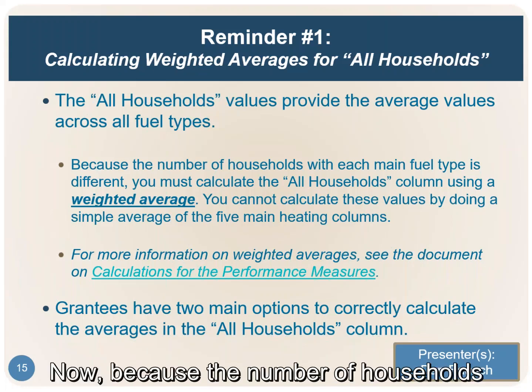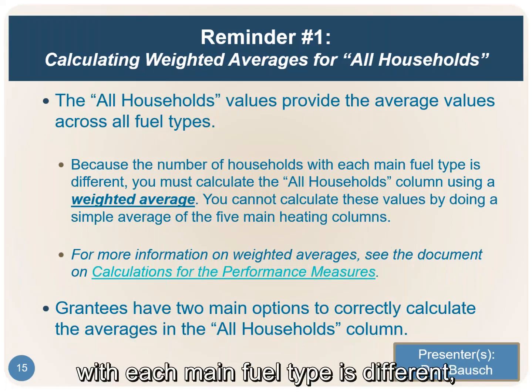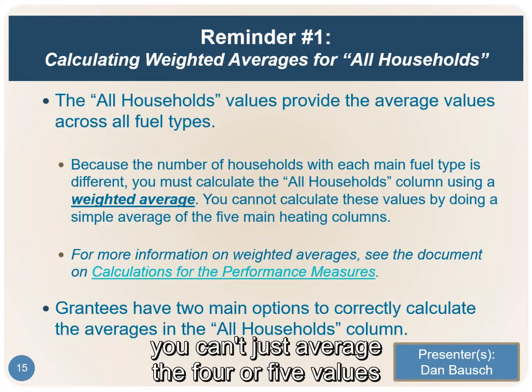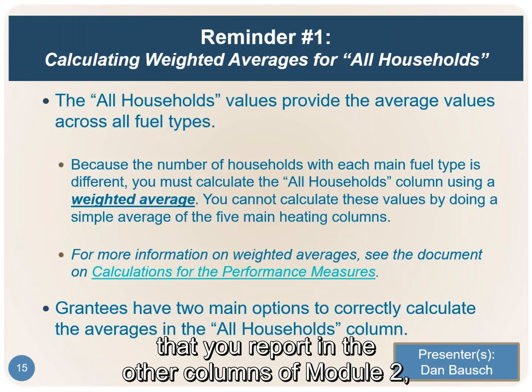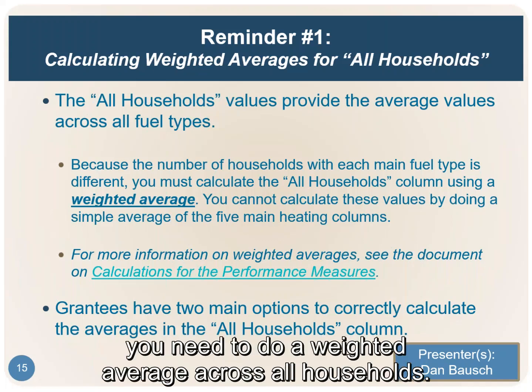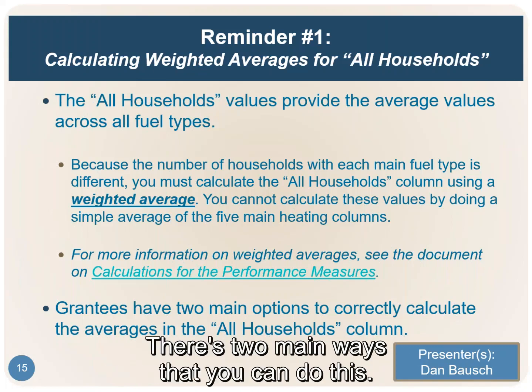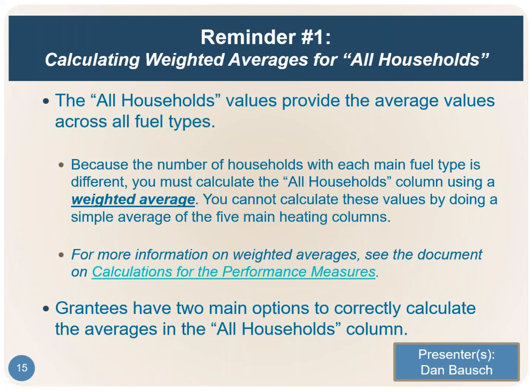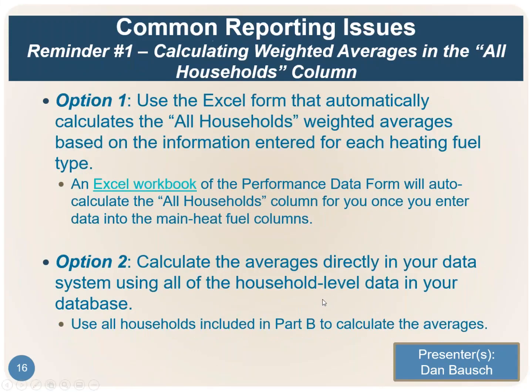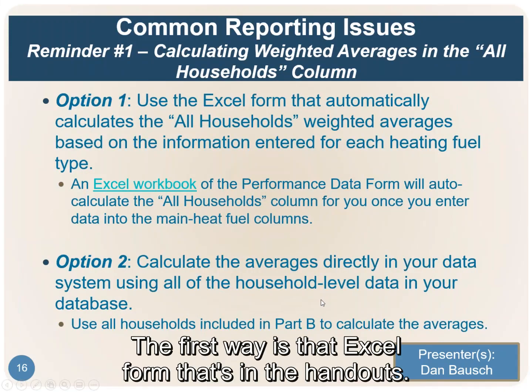Now, because the number of households with each main fuel type is different, you can't just average the 4 or 5 values that you report in the other columns of Module 2. You need to do a weighted average across all households. There are 2 main ways that you can do this. The first way is that Excel form that's in the handouts.